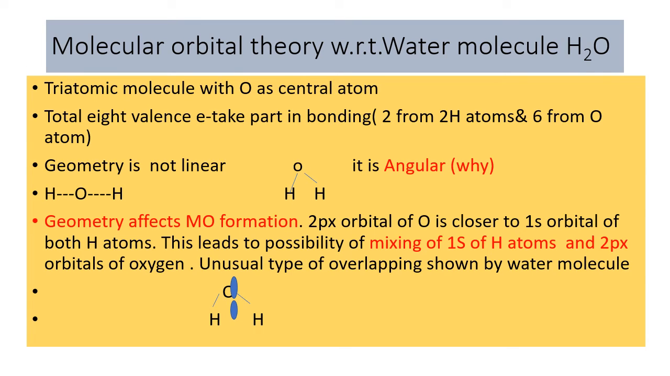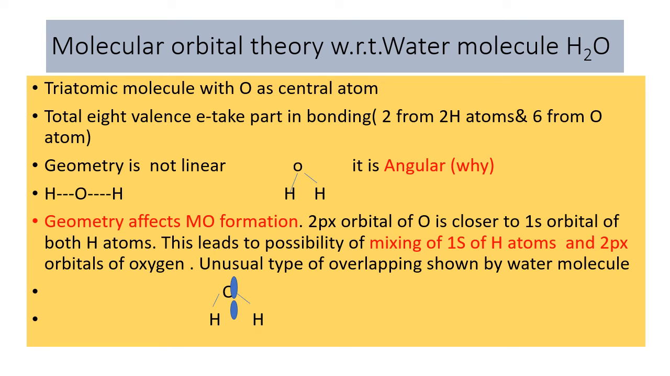Now coming to the next polyatomic species that is included in our syllabus, that is water. Again here we will identify the central atom as oxygen and the peripheral atoms as two hydrogens. One can jump to the conclusion that since it resembles beryllium dihydride, both will have the same geometry, that is linear. But it is not so.